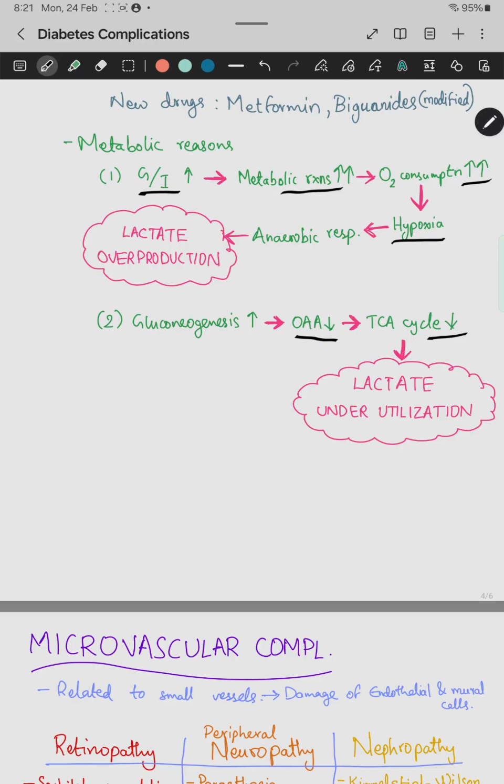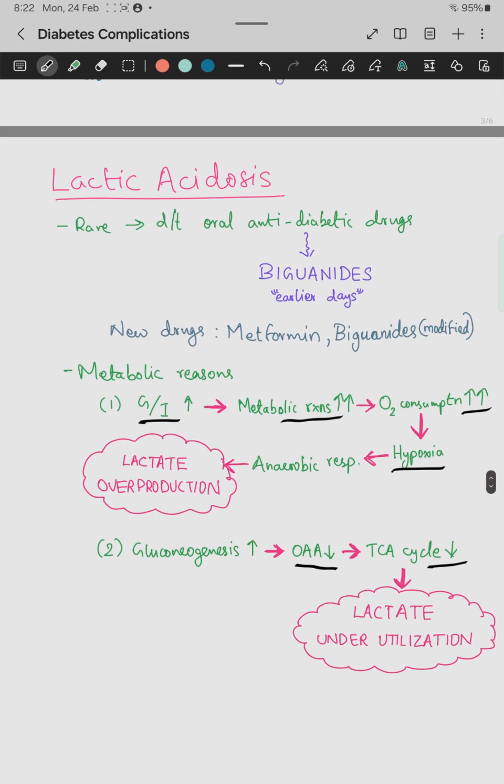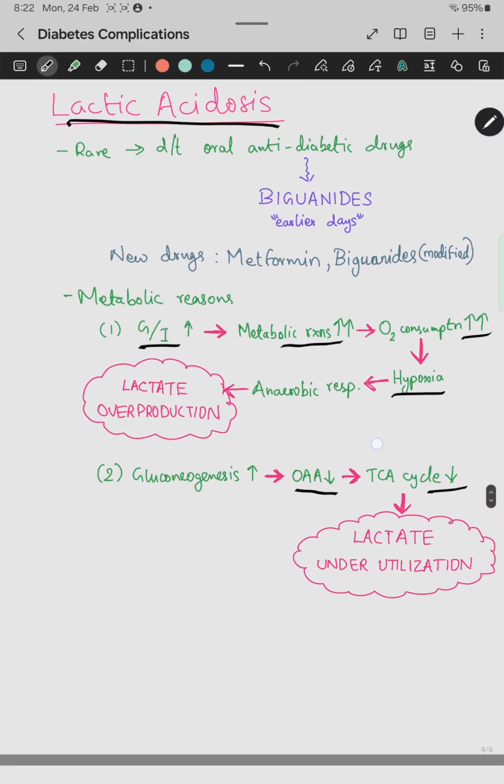So the TCA cycle is responsible for the breakdown of lactic acid, not directly but indirectly. So as the TCA cycle reduces, the lactic acid will not get utilized and it gets accumulated because of its underutilization. So gluconeogenesis increases, oxaloacetic acid decreases, TCA cycle also decreases, and that causes lactate underutilization and accumulation of lactic acid, which causes lactic acidosis. So that's about lactic acidosis.